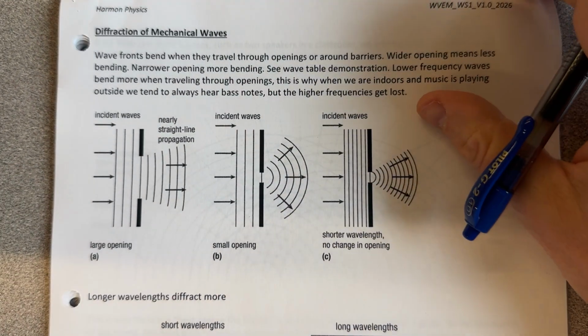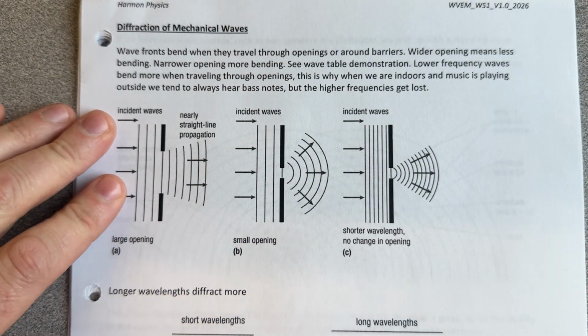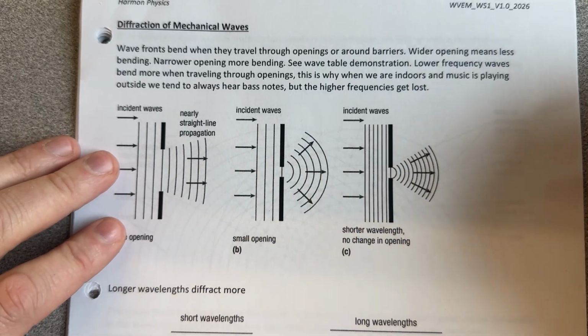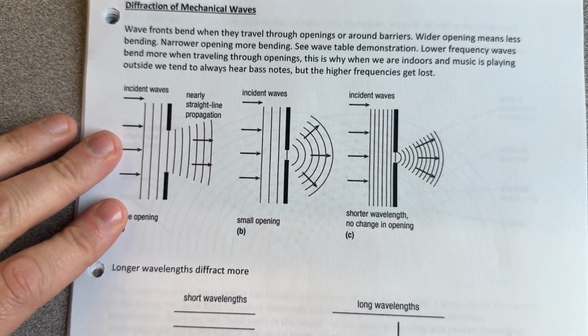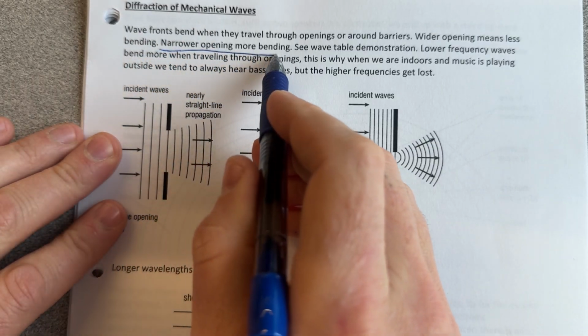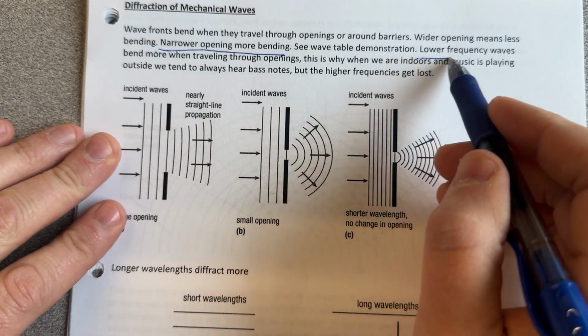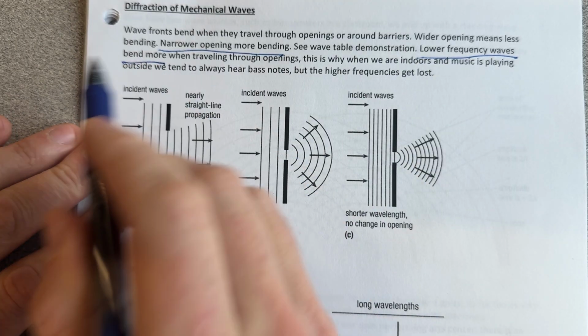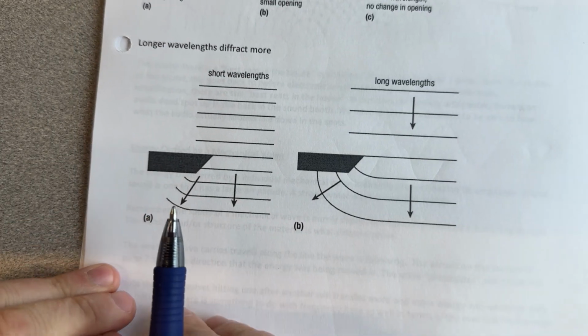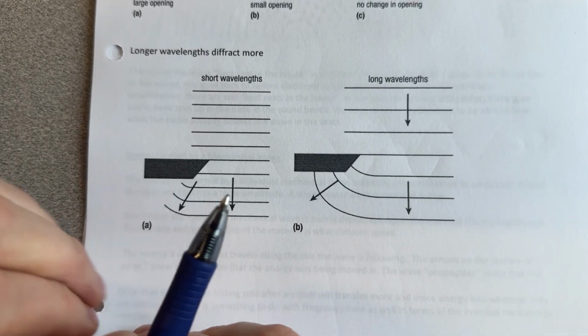So we talked about this, diffraction. It turns out mechanical waves bend as they go through barriers or around objects, right? I showed you this in the water table. You've got to remember this: narrow opening, more bending; lower frequency, more bending. Something you absolutely have to memorize. That page is just memorization.